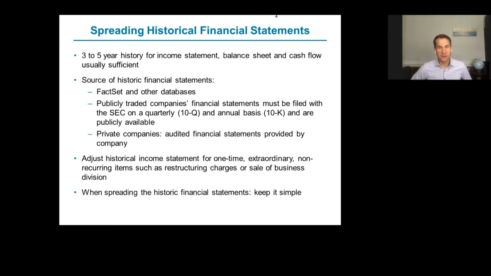Step number 1 in financial modeling is to spread financial statements, or populate the Excel file with historical financial statements. We'll download, I think by default, about 10 years from FactSet. We don't need that much. Usually 3 to 5 years suffice. We'll have a big shortcut from FactSet.